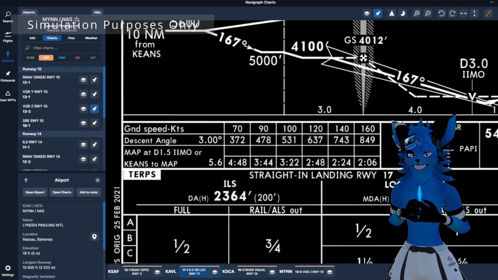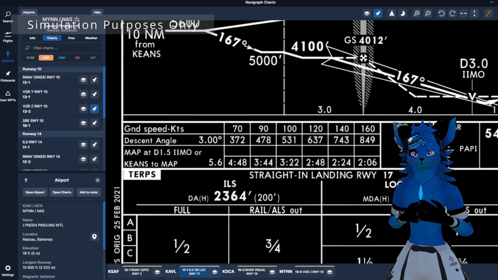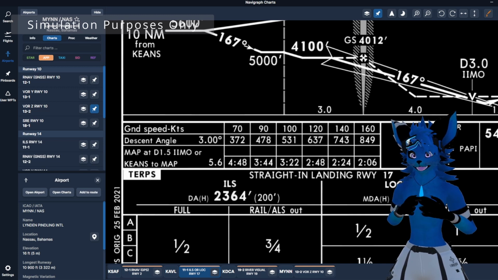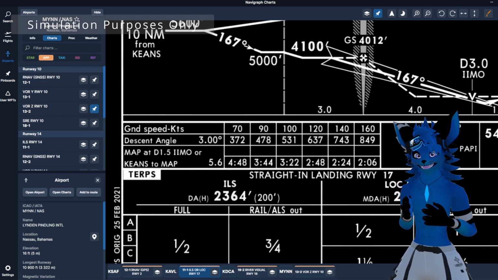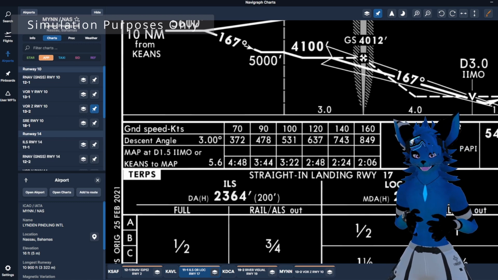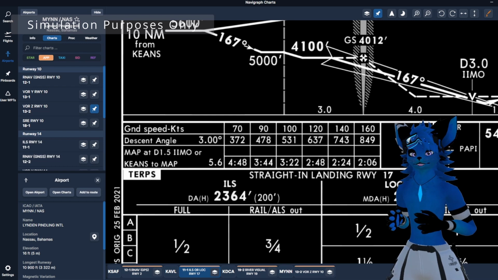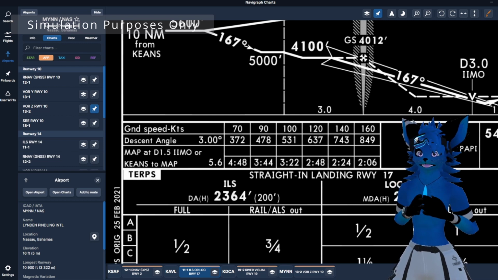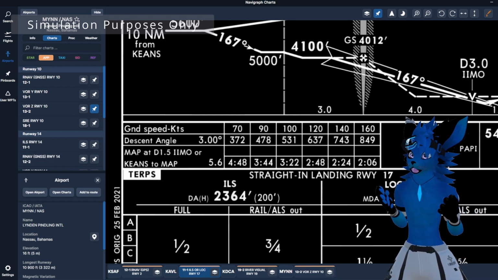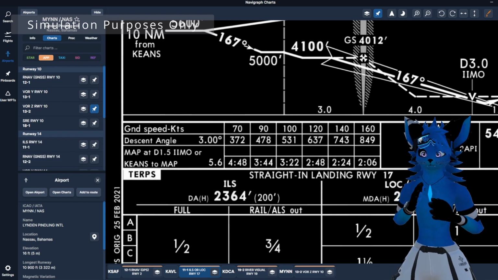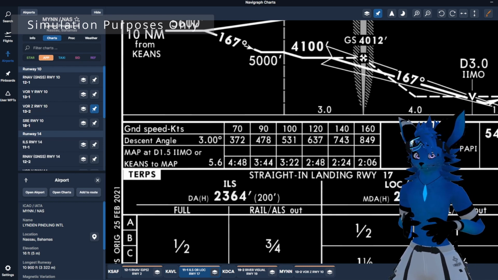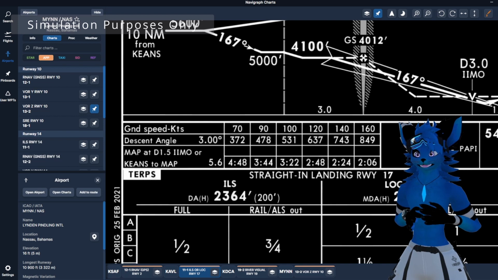Say we were flying at 120 knots ground speed. In order to maintain a 3-degree glide path down, we will want a descent rate of 637 feet per minute. Down below is the time it's going to take us to get from Keens to our missed approach point if we're flying this as a localizer approach. So if our ground speed is 120 knots, we cross Keens, we start our timer, and 2 minutes and 48 seconds is how long it's going to take us to get from Keens to the missed approach point.